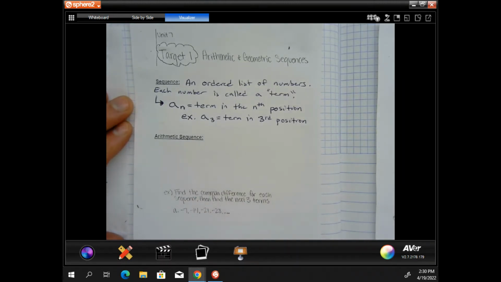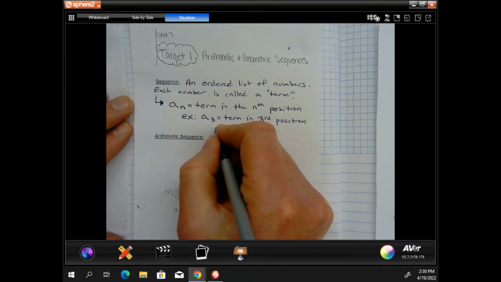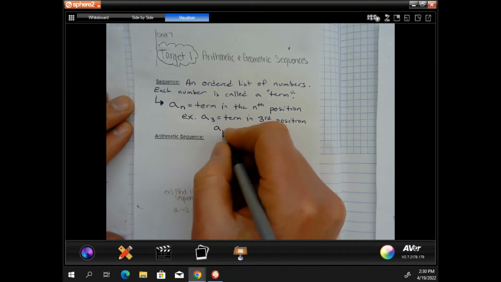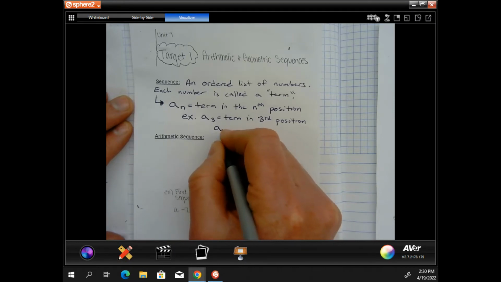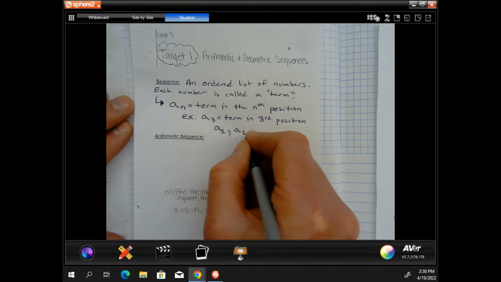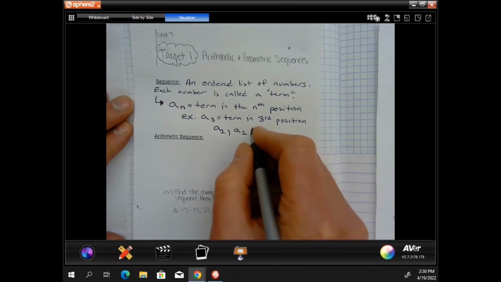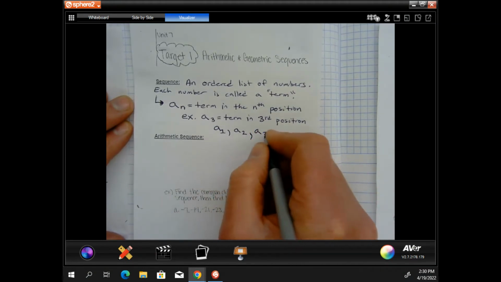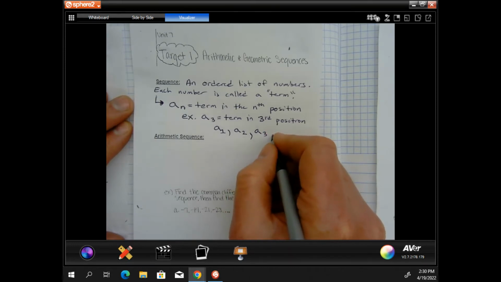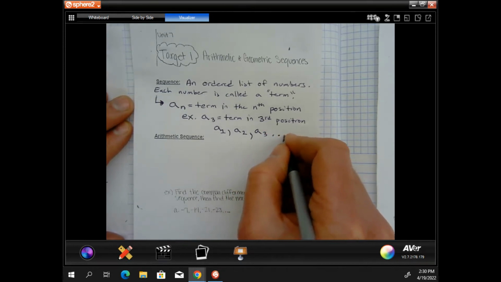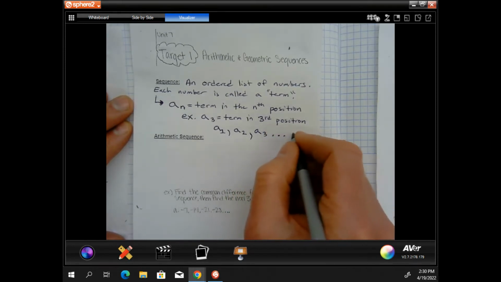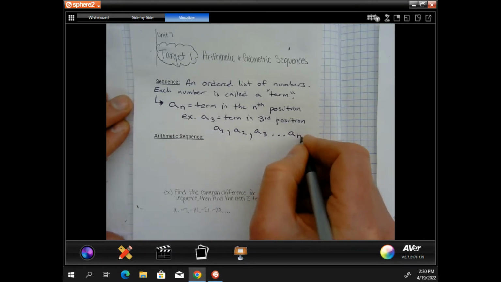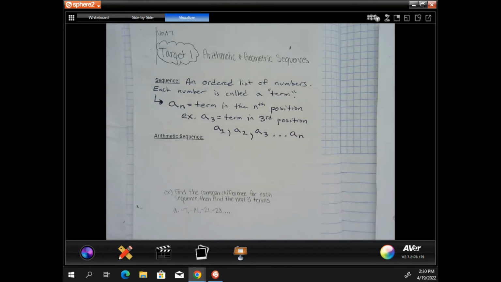So you're going to see some sort of pattern. It might look like this: A1, comma, A2, comma, A3, and it's going to continue. So we're going to go dot, dot, dot. That pattern is going to continue to A in the nth position.